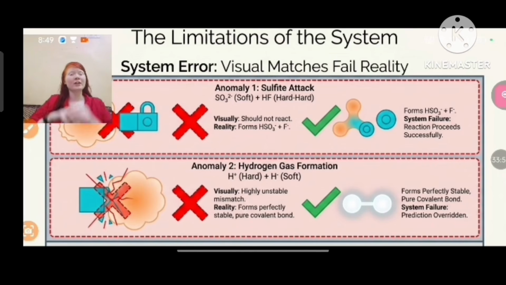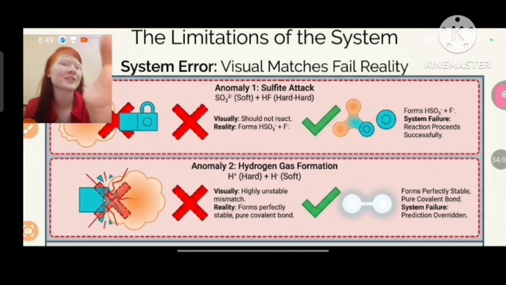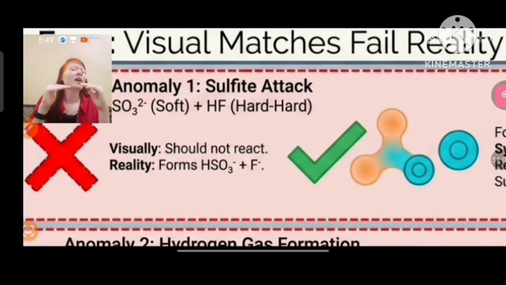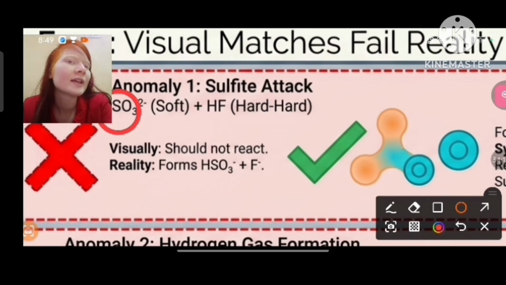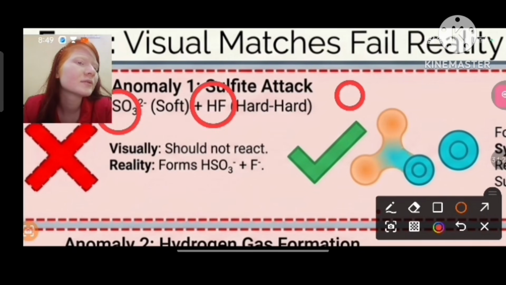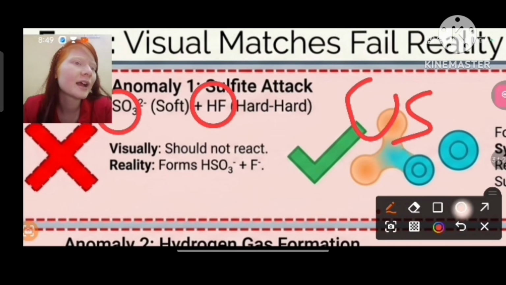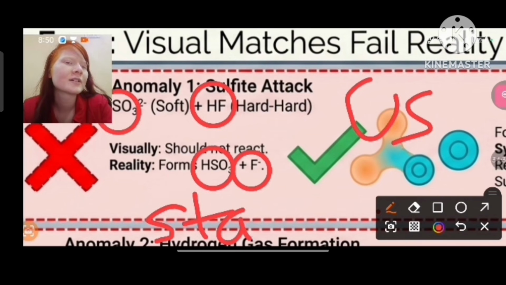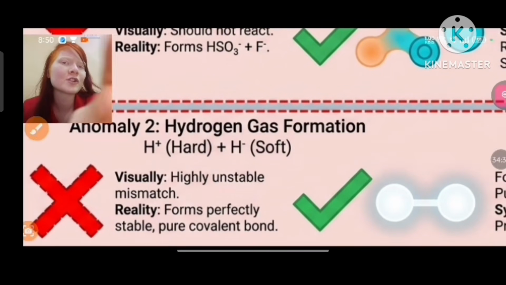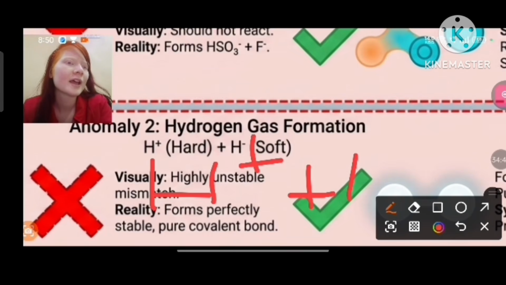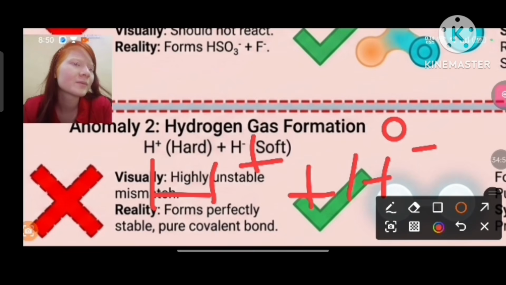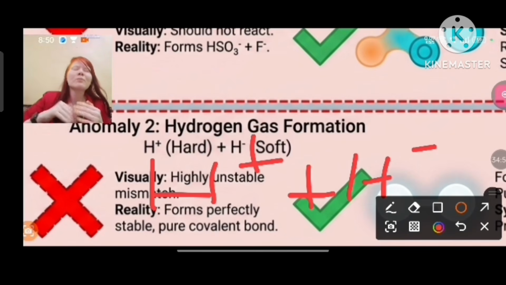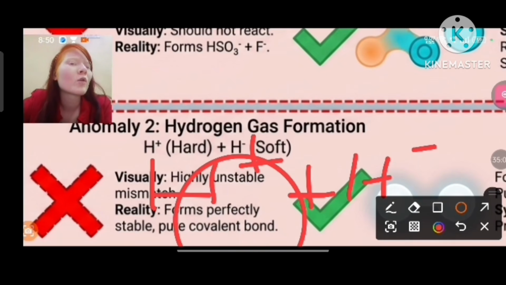As we know, in this whole world no one is perfect. Similarly, it happened with this theory. Yes, this theory said that hard prefers hard and soft prefers soft. But look here, what happened? This one is soft and this one is hard, so it should be unstable. But in reality, if you see this and this here, it forms a stable bond. Now let us see the next limitation. Here H+ and H- combine to form hydrogen gas, and it should be a purely polar bond, but in reality it formed a covalent bond.